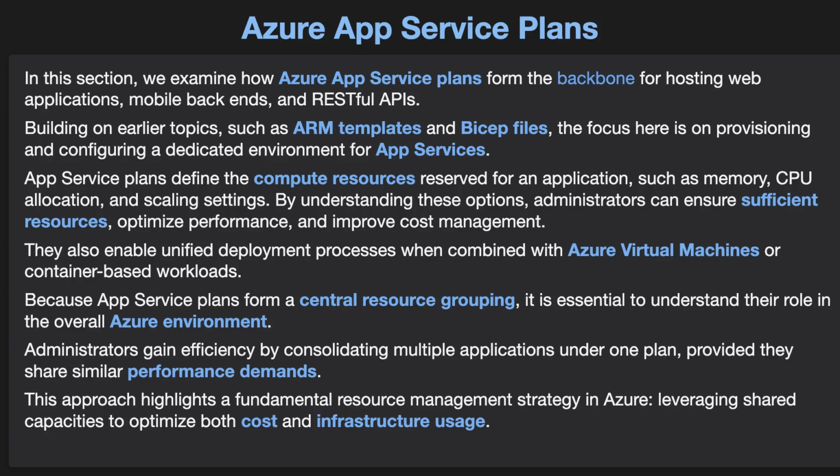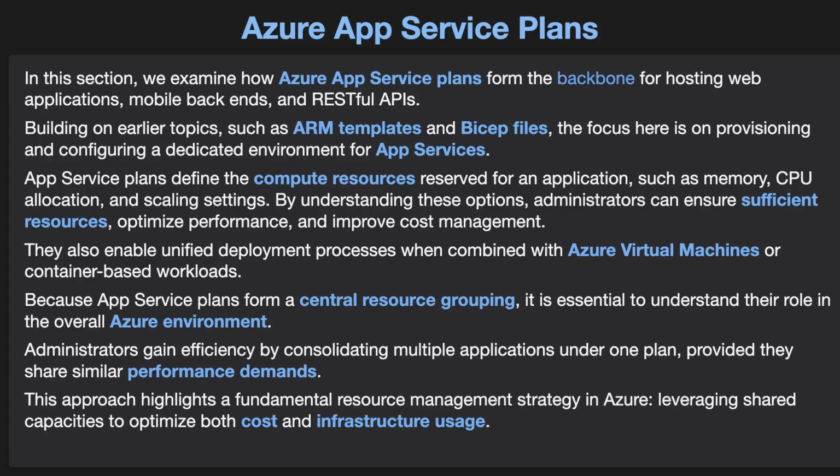App Service Plans define the compute resources reserved for an application, such as memory, CPU allocation, and scaling settings. By understanding these options, administrators can ensure sufficient resources, optimize performance, and improve cost management. They also enable unified deployment processes when combined with Azure virtual machines or container-based workloads.